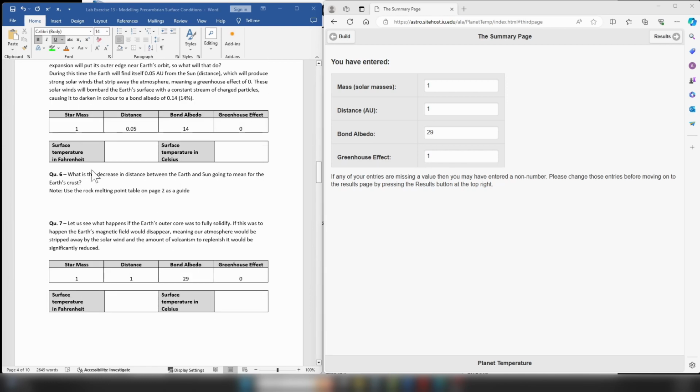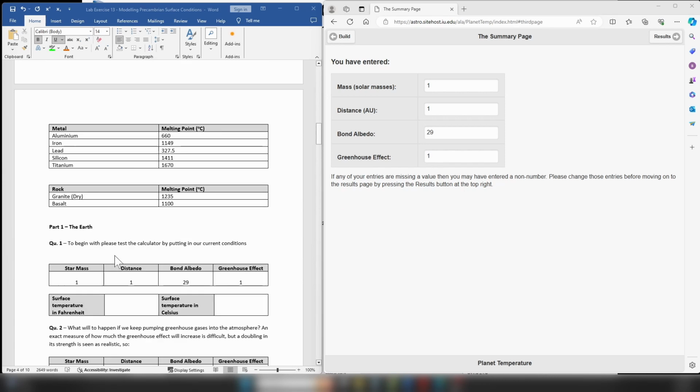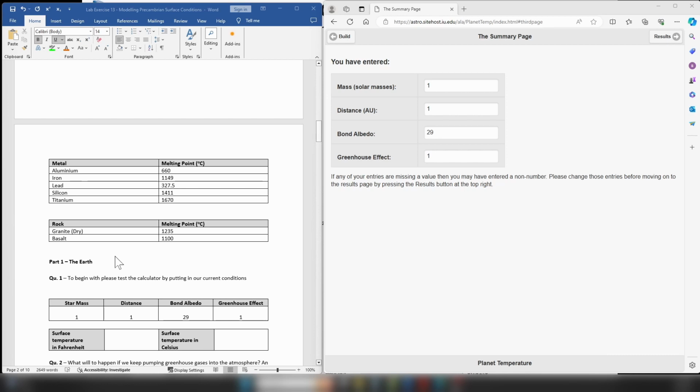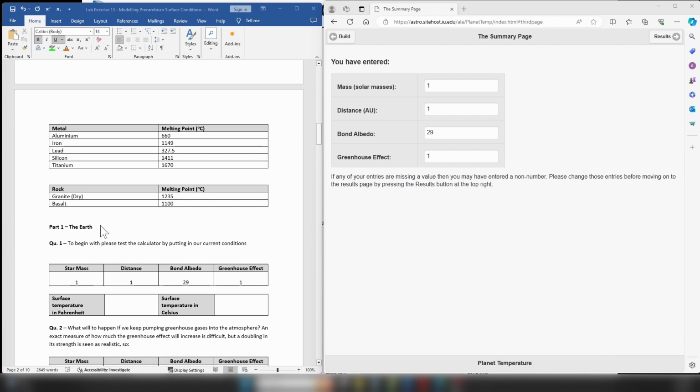So for question 6, it's going to ask you, what is this decrease in distance between the Earth and the Sun going to mean for the Earth's crust? We need to answer that by going back to these tables here. It's this table here which is the important one, because this covers the melting point for dry granite and basalt. Remember, we're talking about the Earth's surface when the atmosphere is being stripped away and when it's being blasted by huge amounts of solar radiation.